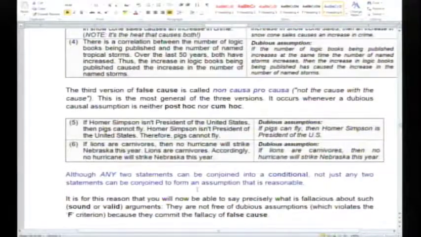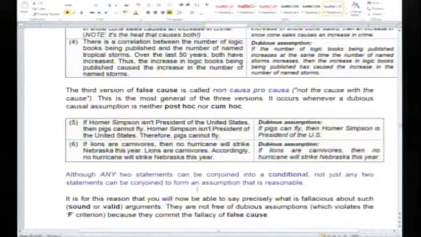Now, when you're concerned with whether it's true or false, all that matters is the truth value of the antecedent in relation to the consequent. But if you're concerned with whether what's being asserted is reasonable, then there needs to be some kind of causal or other relation between the two of them. Yes, James? Number 6b, if a hurricane strikes Nebraska this year, then lions aren't carnivores? Take a look at 5 first. If Homer Simpson isn't president of the United States, then pigs cannot fly. Homer Simpson isn't president of the United States, therefore pigs cannot fly.